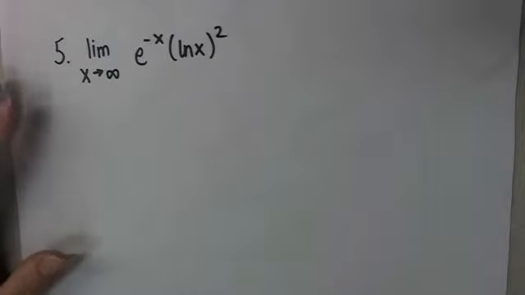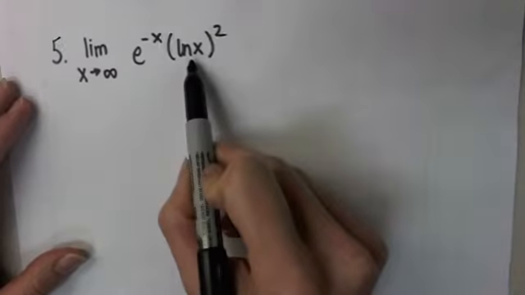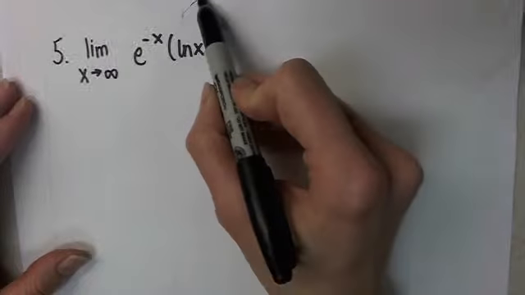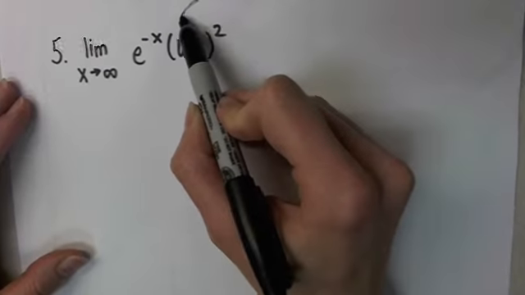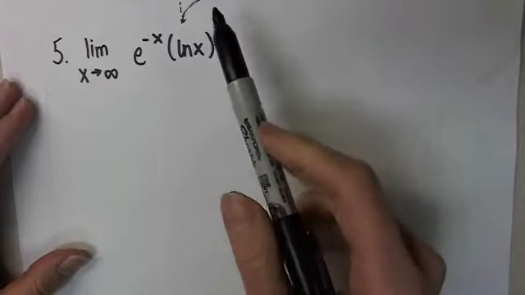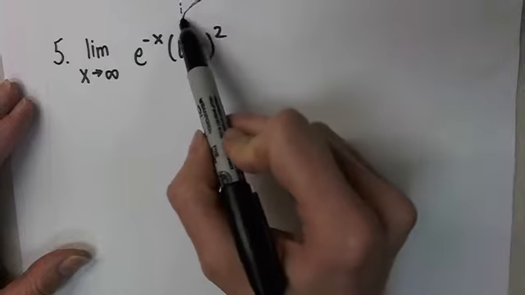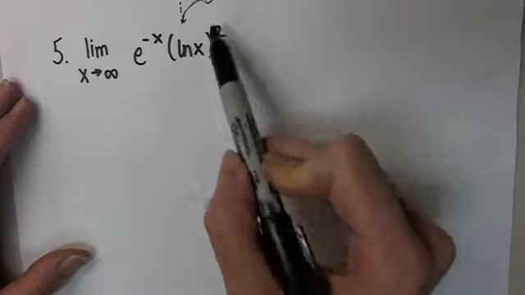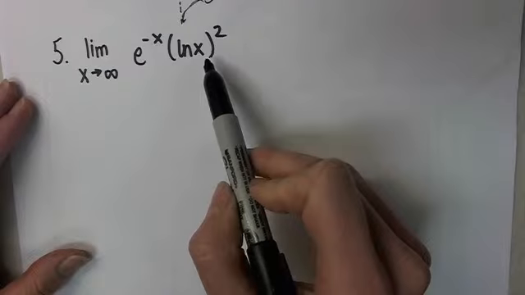Okay, number 5. Limit as x goes to infinity of e to the negative x times ln of x squared. Well, as x goes to infinity, the natural log function looks like this guy with its vertical asymptote along the y-axis. But as x is going to infinity, the natural log function is also going to infinity.